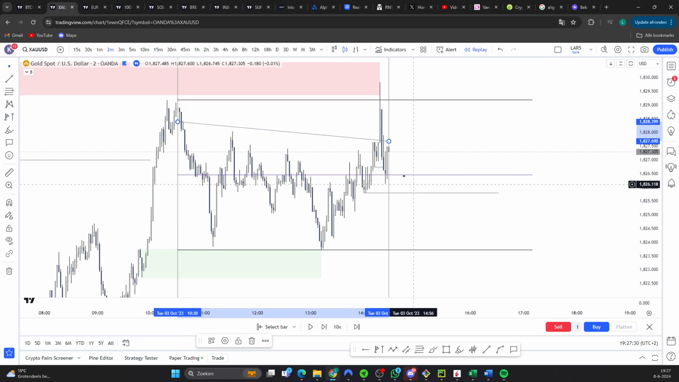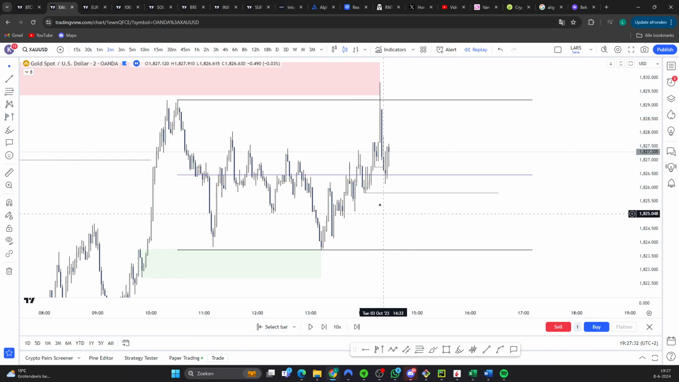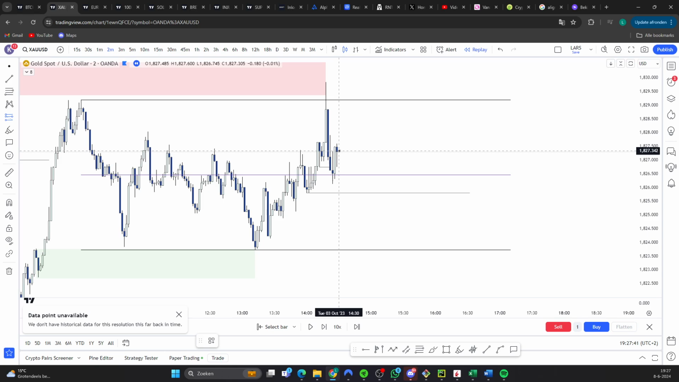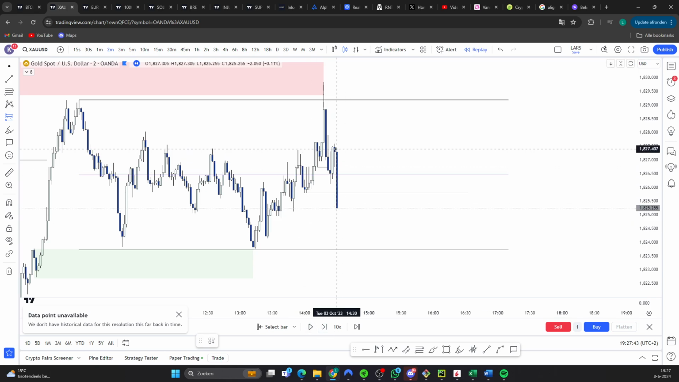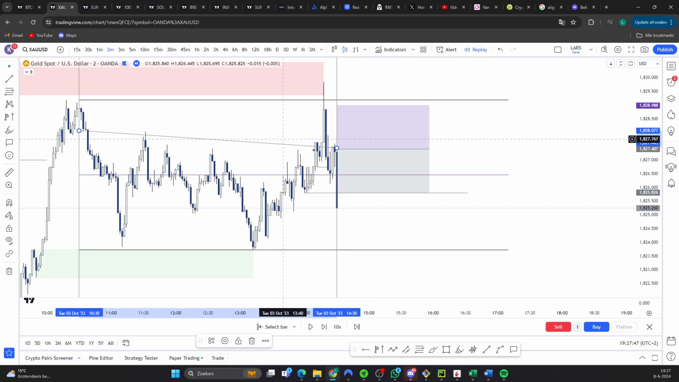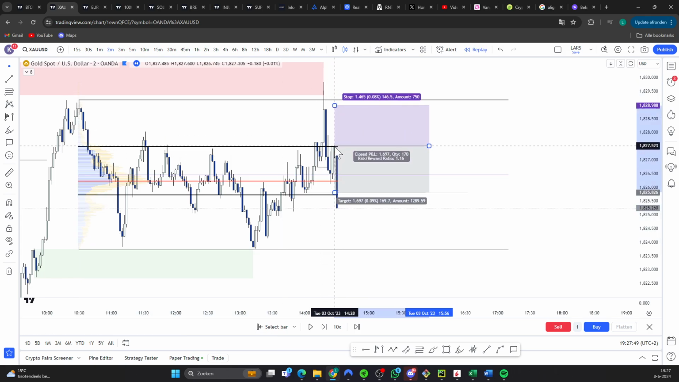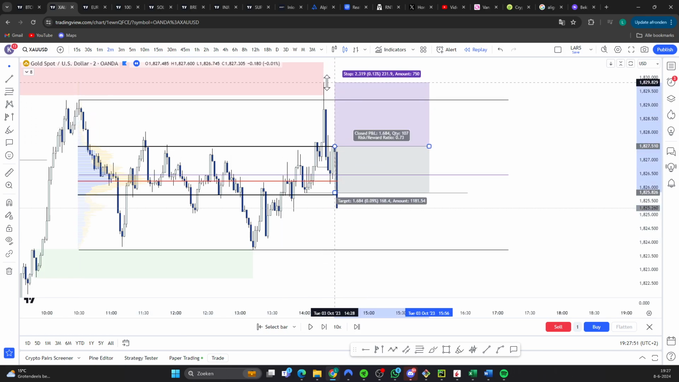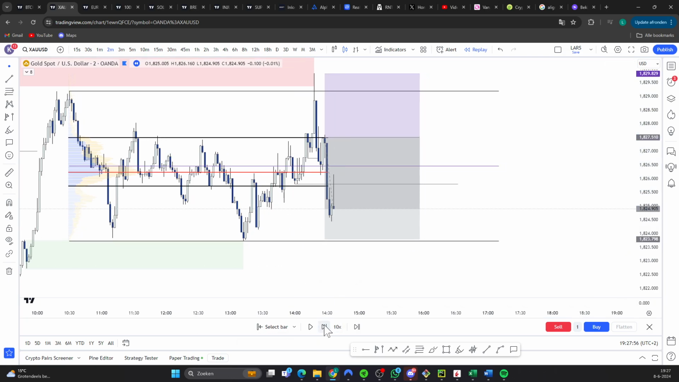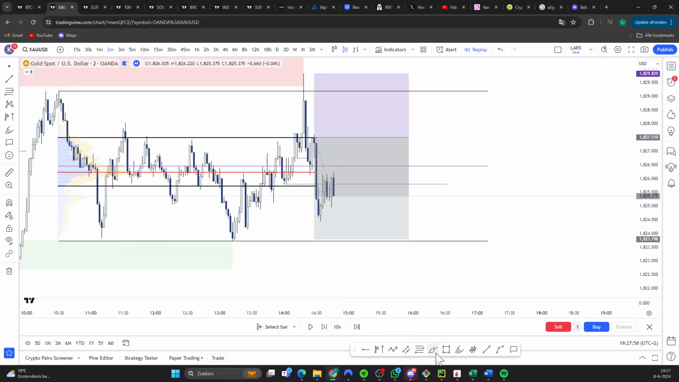But I just don't know if this is a structure break. Okay, if this is a structure break on the 1, you can try it. I just can't go on the 1. Where was that volume area high? There you go. It backtested the supply.